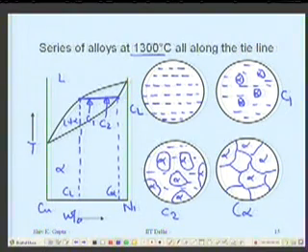Is that clear? Right. So in C1, whatever amount of alpha solid has appeared, it has appeared with the composition C alpha only. Equilibrium means that. I'm talking about the equilibrium diagram. If it is not in equilibrium, non-equilibrium could be anything. But if it is in equilibrium, that's what it is.